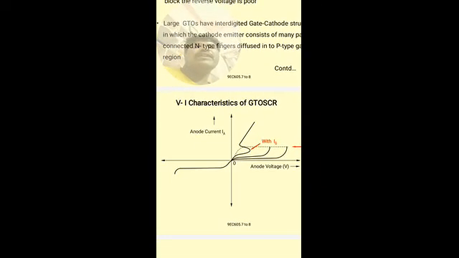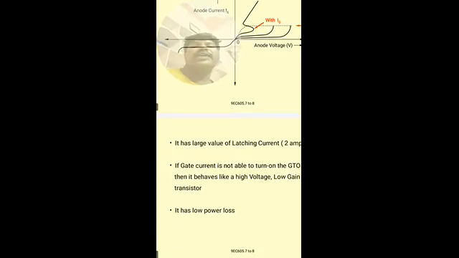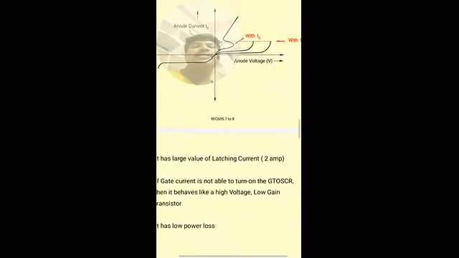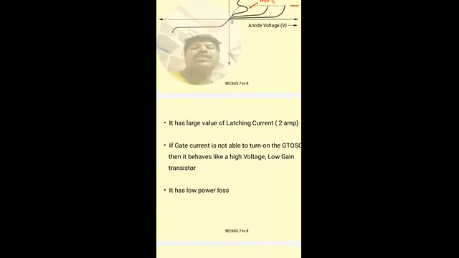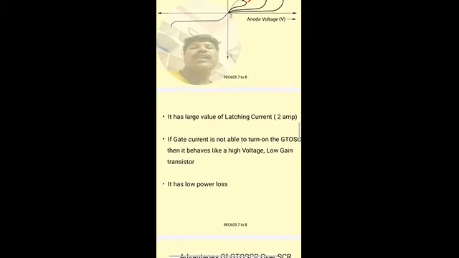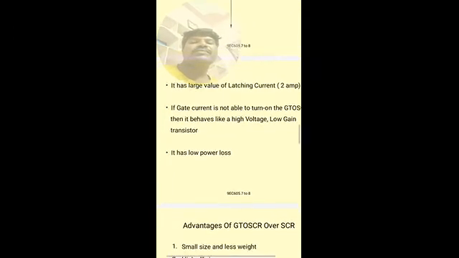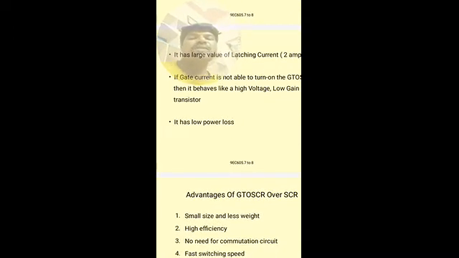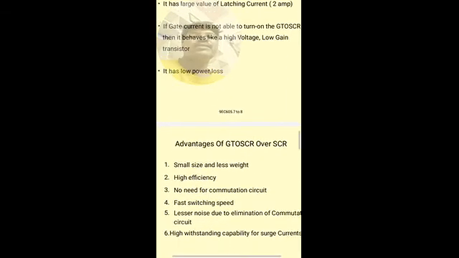The VI characteristics of GTOs are very similar to the SCR. It has a large value of latching current. If the gate current is not able to turn on the GTO SCR, then it behaves like a high voltage, low gain transistor. It has a low power loss. Gate losses are very small, so it is a very low loss device.